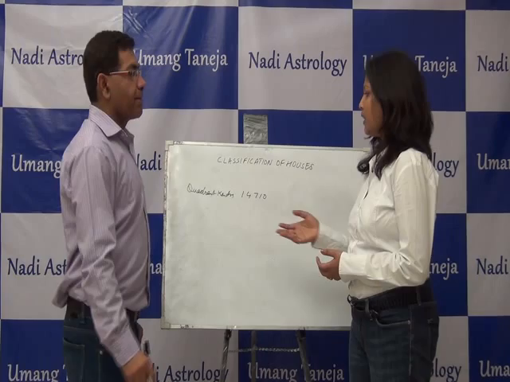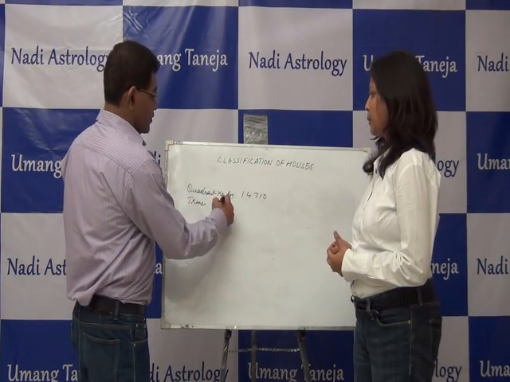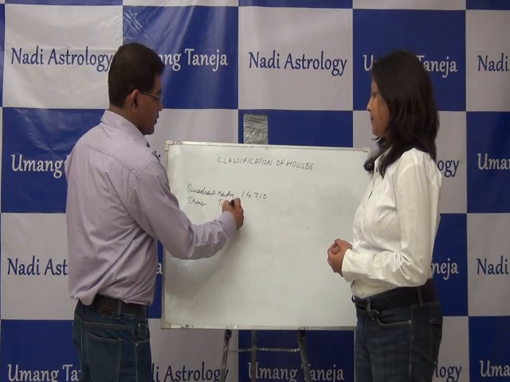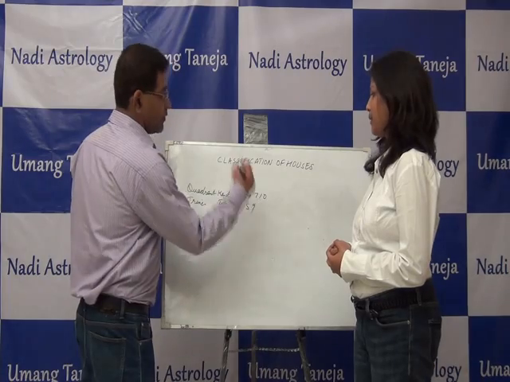Then we have Trikonas, or trines. Trikona is the 5th and 9th houses.